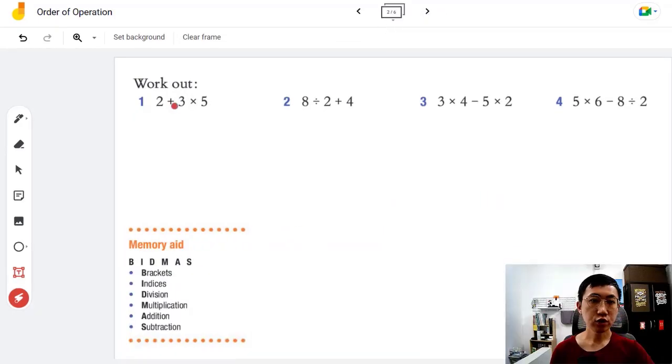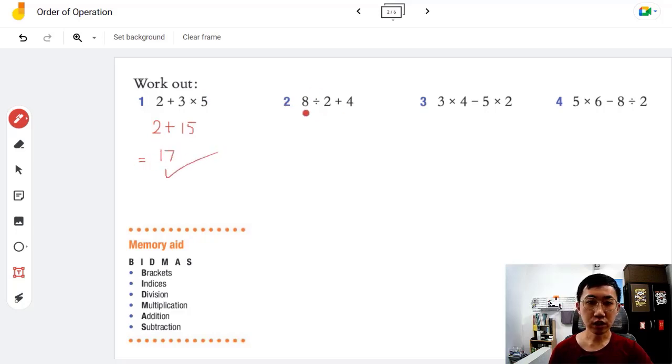Question 1, 2 plus 3 times 5. Always do multiplication first, followed by plus. The one that you didn't do, you copy first. So 2 plus, copy, now do 3 times 5. So 3 times 5 is 15, and then you go on to solve this. This is going to get you 17. Okay, so that is the first question.